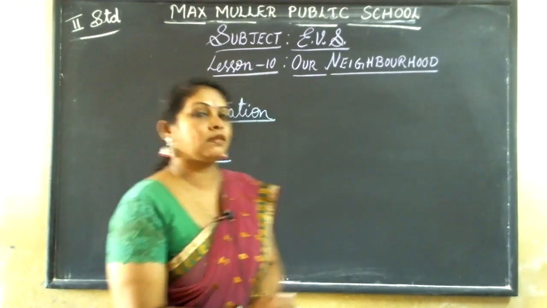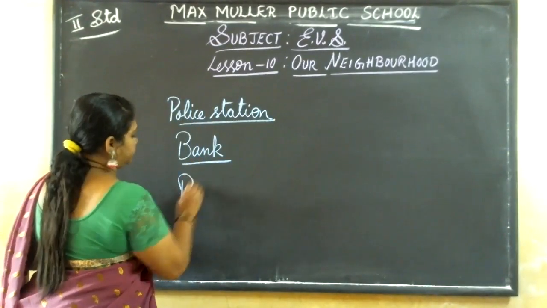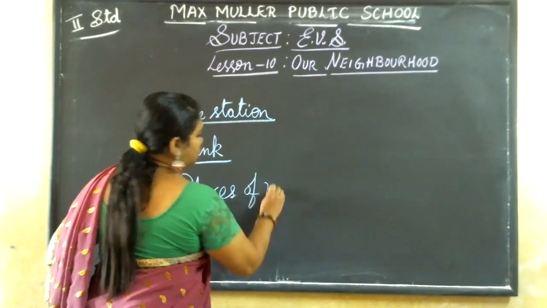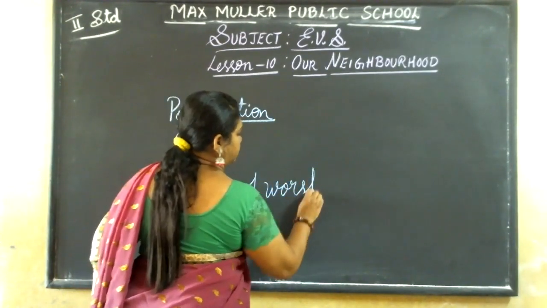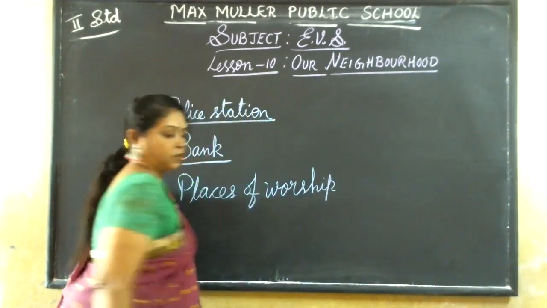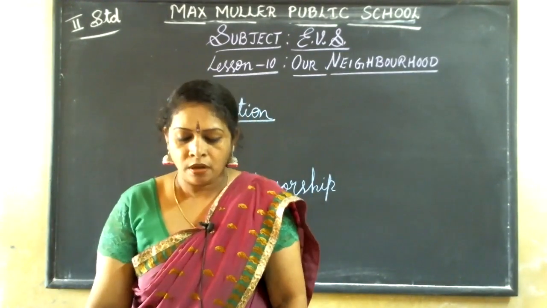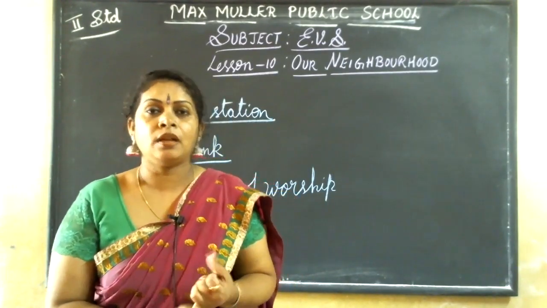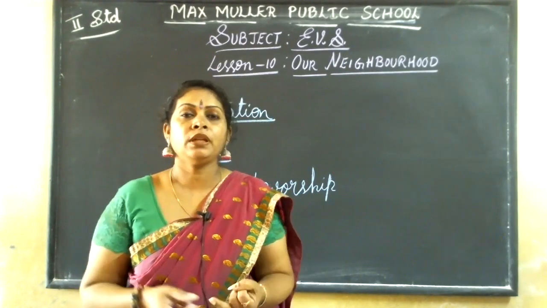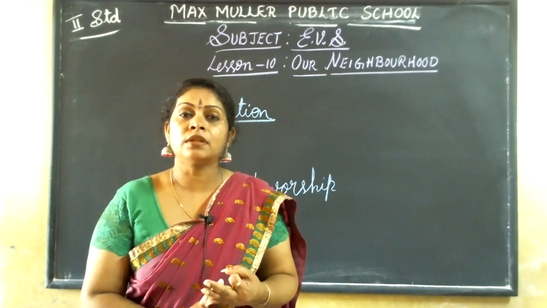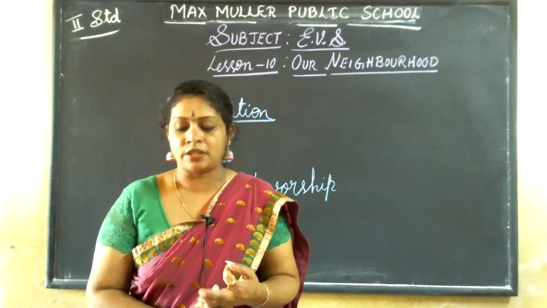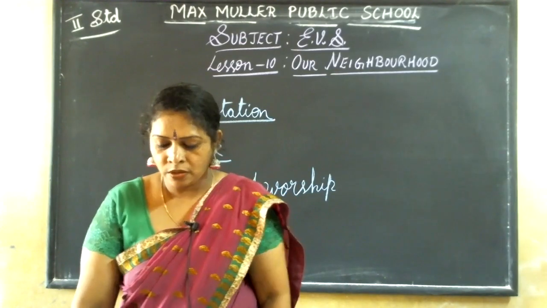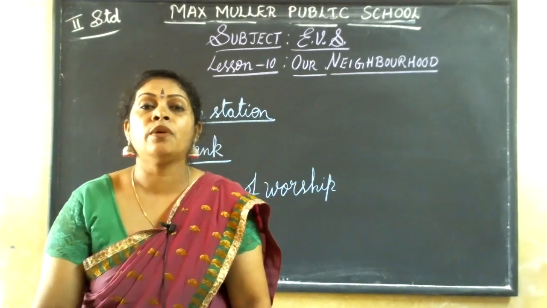Now, next is the places of worship. So what are the places of worship? Hindus go and pray in temples. Muslims, where do they go? They go to pray in a mosque. And Christians go and pray in church. And Sikhs go and pray in a Gurudwara. So these are the places where they go and pray.